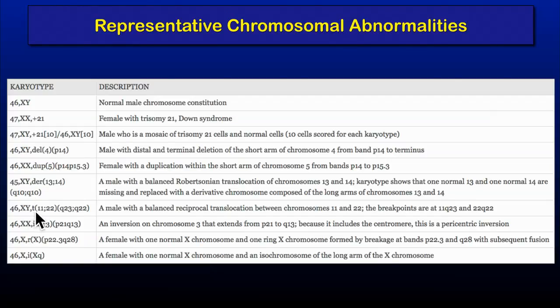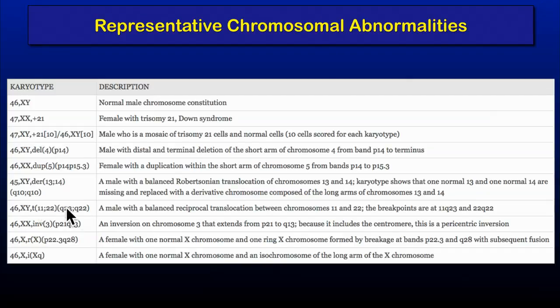Next one, T, stands for translocation. And this is one of the most common ones that we will talk about. So if we look at the designation, 46XY, male, translocation. A translocation is an exchange of genetic material between 2 non-homologous chromosomes. So they have switched regions. So translocation involving chromosome 11 and chromosome 22. The breakpoint on 11 is Q23. The breakpoint on 22 is Q22.